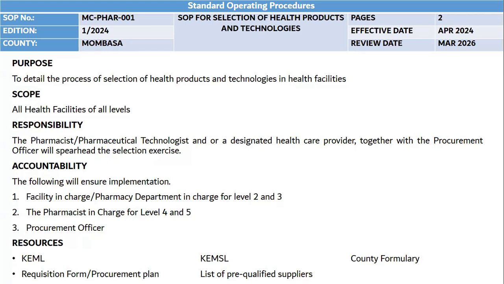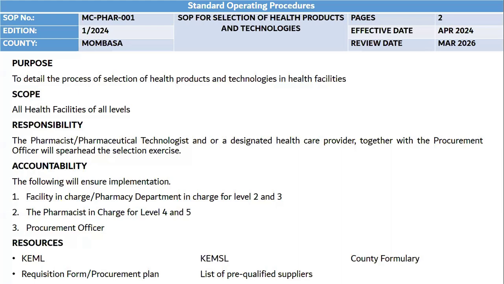Then it's listed down the responsible person, as you can see. So the accountability, since it's for all levels of facility within the county, all the in-charges have been listed down, and the procurement officer is included as well. So the resources we need in this preparation are the drug list, the county formulary, the requisition form, the procurement plan, and the list of pre-qualified suppliers.